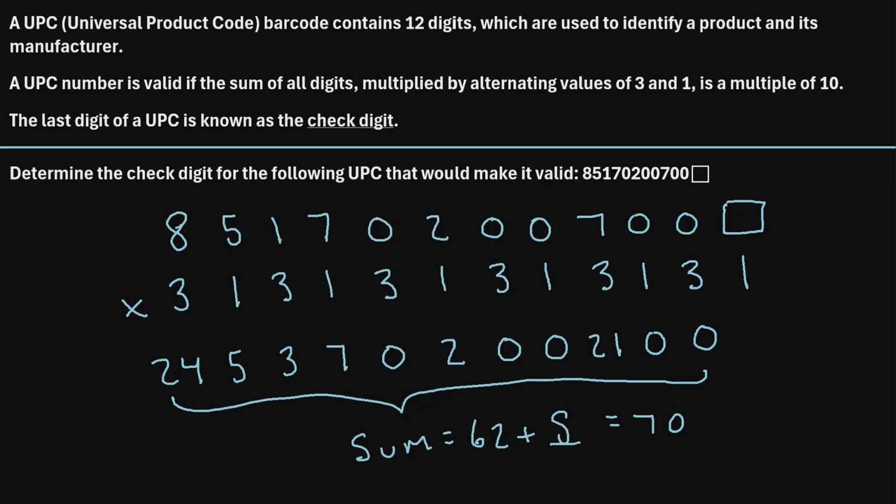Well, that would just be an 8, because 62 plus 8 is equal to 70. So this last digit, this check digit, must be an 8. So that is how you can find the check digit for a UPC number.